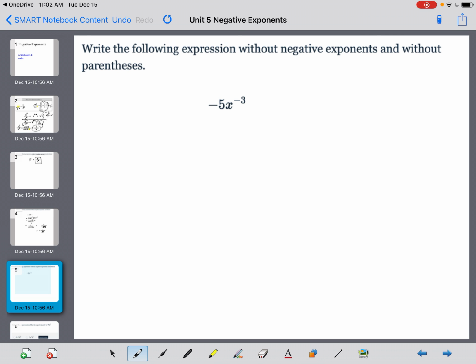And now this question, similar to the first one, the negative 5 is just being raised to the first. So if I want to make this x to the negative third have a positive third power, I'm going to just bring the factor of x down, make it positive 3, and leave the negative 5.